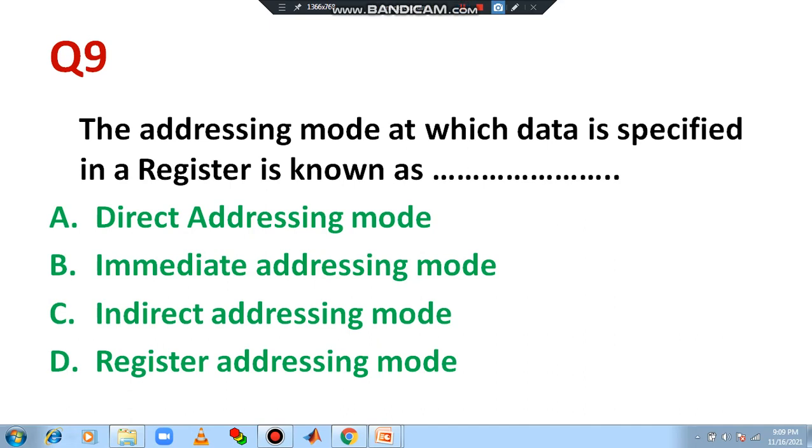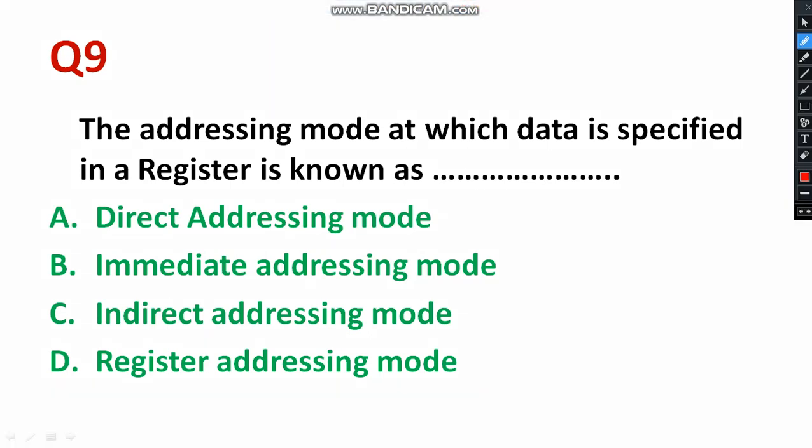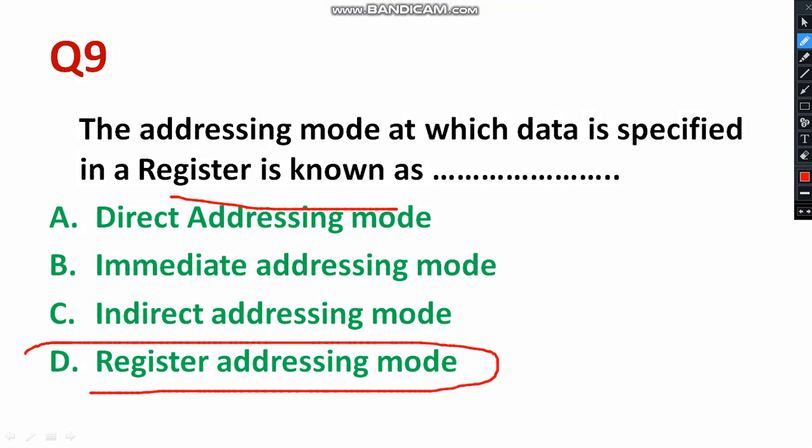Question number 9. The addressing mode at which data is specified in a register is known as, obviously, register addressing mode. Okay, so register addressing mode you can write like this. For example, INX C. What is the word meaning of this? This is one of the examples of register addressing mode, INX C. Okay, it is 16-bit because this is a register pair actually. Okay, register pair.